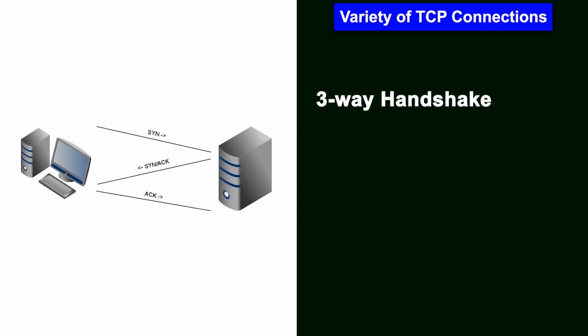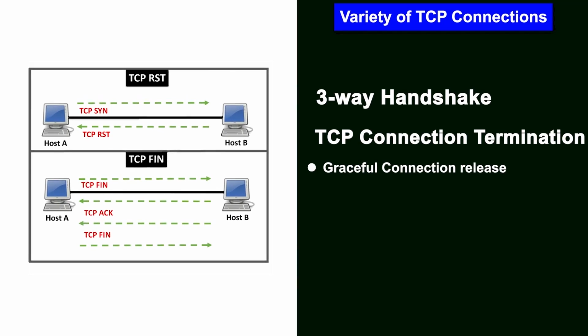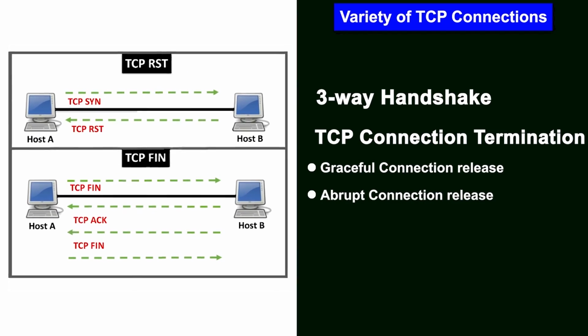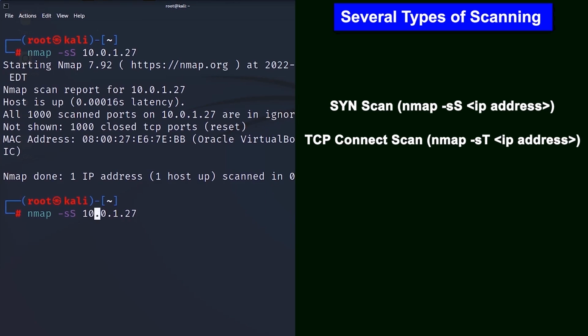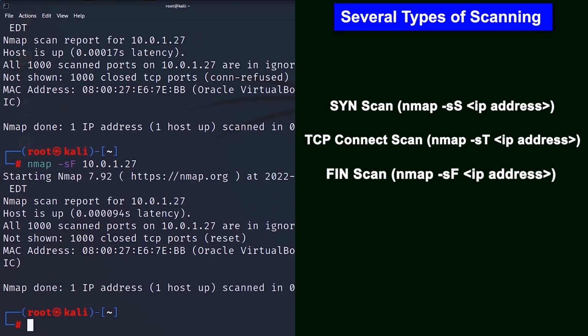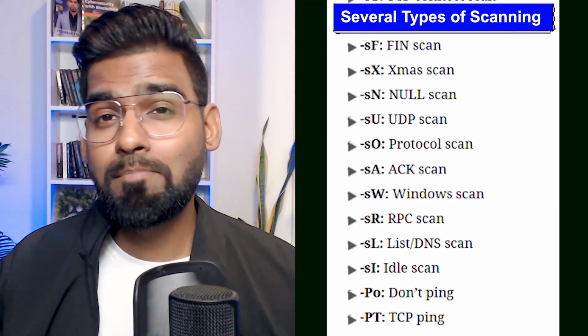Based on these flags, there could be a variety of TCP connections. It could be a three-way handshake, TCP connection termination, graceful connection release, abrupt connection release as well. Now, when you recall active scanning with Nmap, we make use of these flags to perform those scans. Those scans were SYN scan, TCP connect scan, FIN scan, and many more.